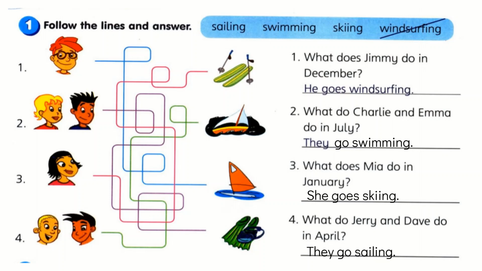Number 2. What do Charlie and Emma do in July? They go swimming. Number 3. What does Mia do in January? She goes skiing. Number 4. What do Jerry and Dave do in April? They go sailing. Now these are the answers for this page.